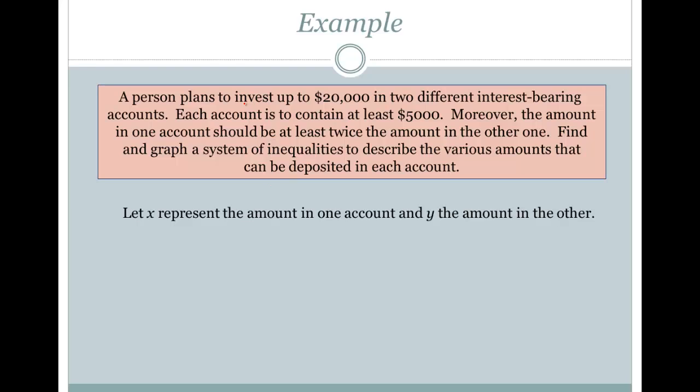And so the first step is, up to $20,000. So I have to have x plus y is less than or equal to 20. Okay, so there's my first sentence. Each account is to contain at least 5,000. So x and y have to be greater than or equal to 5,000. And moreover, the amount in one account should be at least twice the amount in the other. So y is going to be greater than or equal to 2x. Okay? So there are my 4 restrictions based upon the wording in the problem. Make sure you understand these. Read this carefully. Make sure this all makes sense to you.